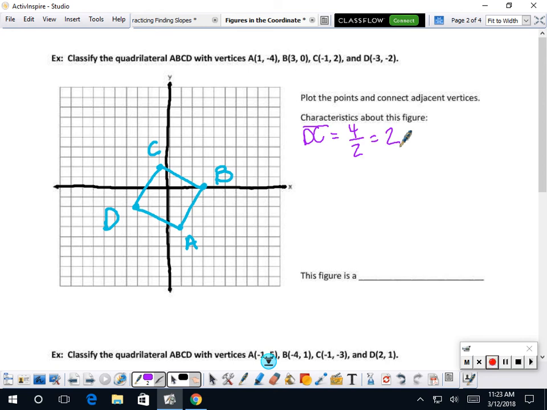Let's look at the next line that is parallel to DC, which would be AB. We're going to count the slope for AB. So I rise 1, 2, 3, 4, and I'm going to run 1, 2. And again, 4 over 2 reduces to 2.